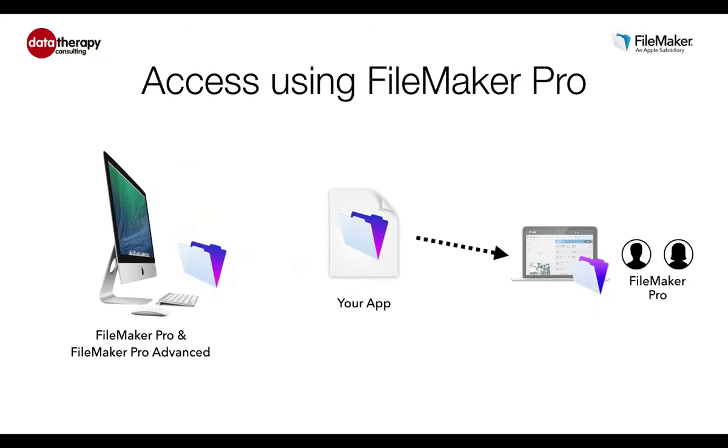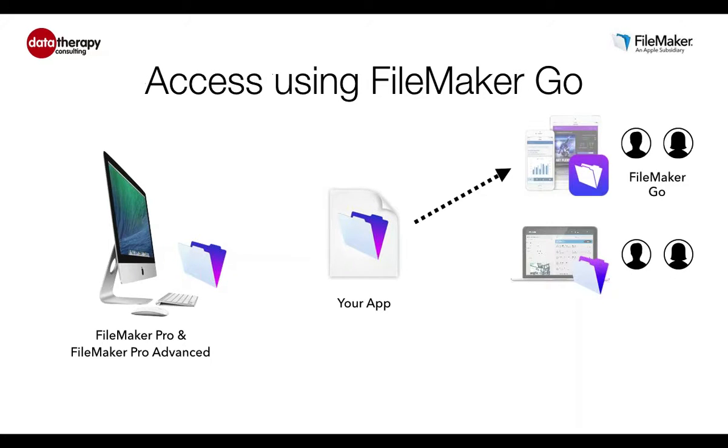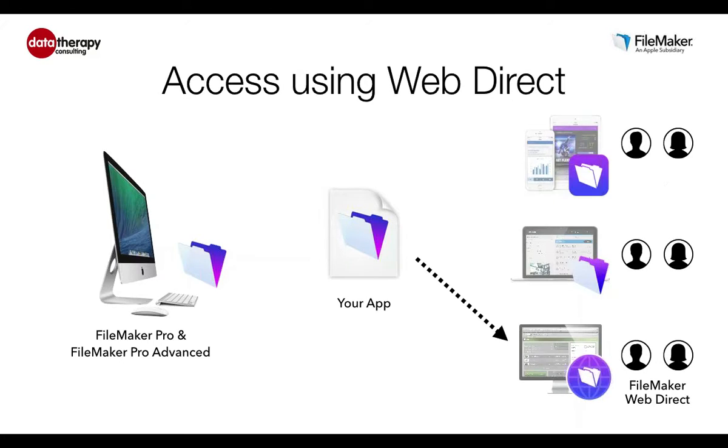So those people could be connecting using FileMaker Pro, on a desktop or laptop, Macs or PCs. They could be using iOS devices, so an iPhone or an iPad using the FileMaker Go client, or you might be pushing it out to access via the web, and then there could be a whole range of devices accessing it from Macs, PCs, iOS devices, or even Android devices running Chrome, for example.